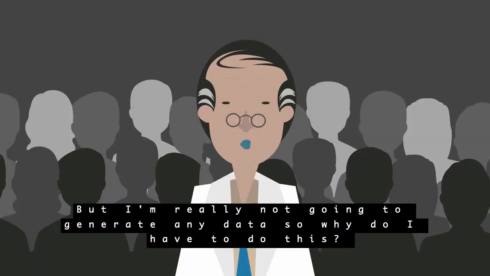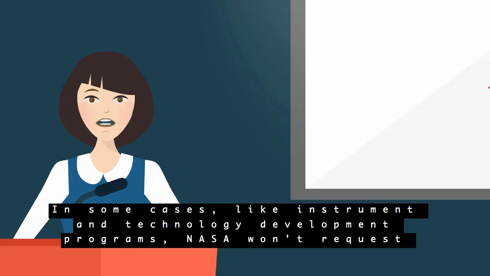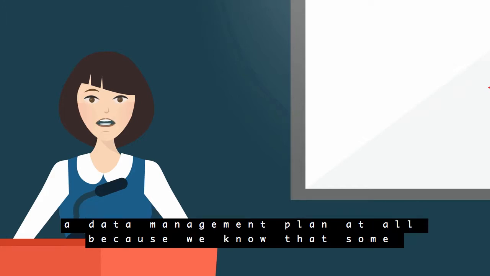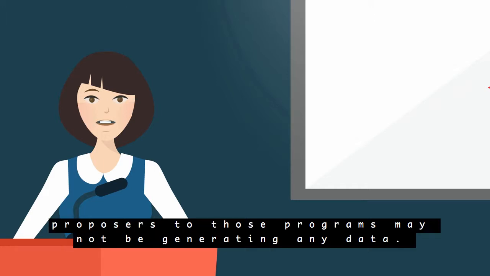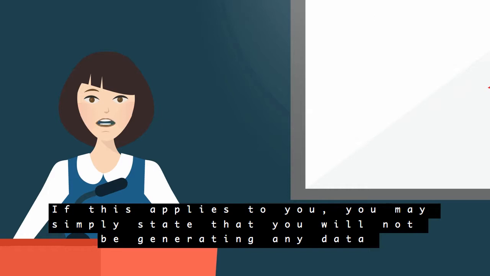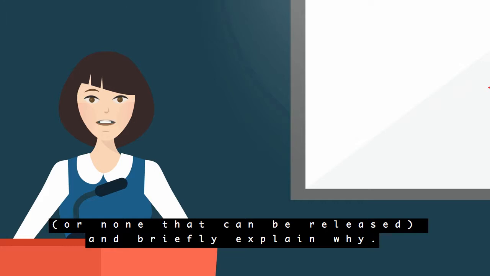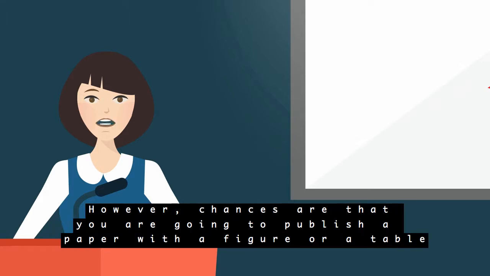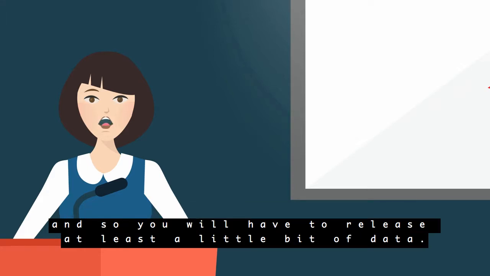But I'm really not going to generate any data, so why do I have to do this? In some cases, like instrument and technology development programs, NASA won't request a data management plan at all because we know that some proposers to those programs may not be generating any data. If this applies to you, you may simply state that you will not be generating any data or none that can be released, and briefly explain why. However, chances are that you are going to publish a paper with a figure or a table, and so you will have to release at least a little bit of data.